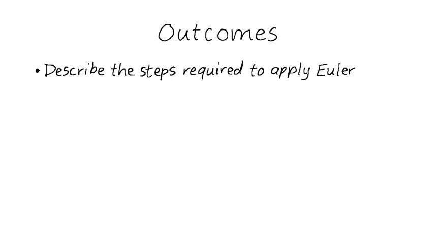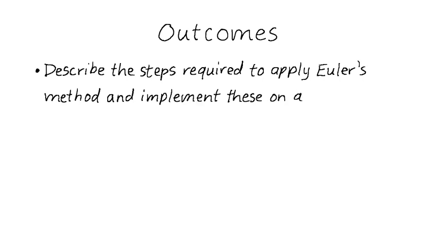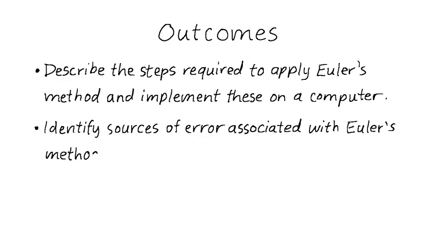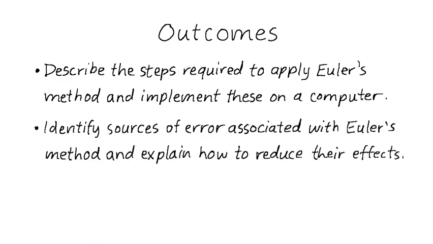At this point, you should be able to do a few things. First, you should be able to describe the steps required to apply Euler's method, and you should be able to implement these on a computer. Second, you should be able to identify sources of error associated with Euler's method and explain how their effects might be reduced. Finally, you might also now consider abandoning any preconceptions you had about math always being precise and exact. Clearly it isn't. Sometimes we just need to buckle down, compute, and get the job done.